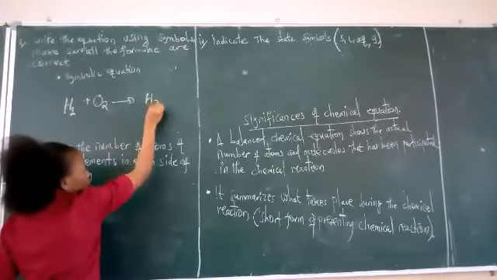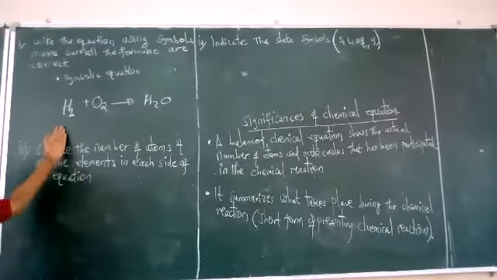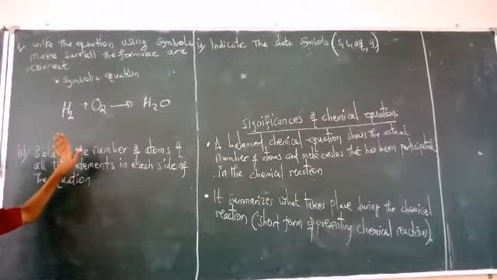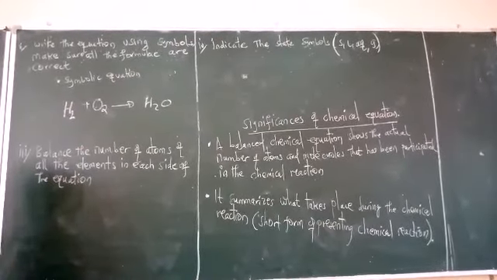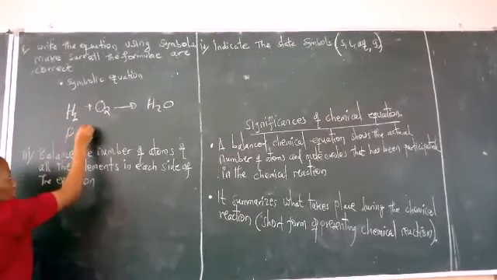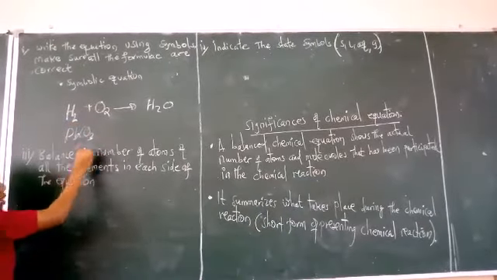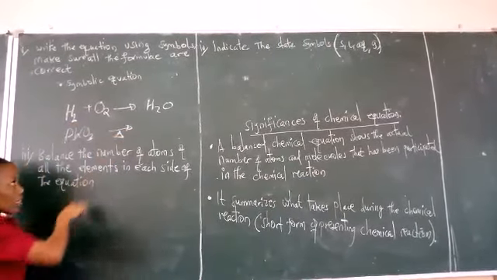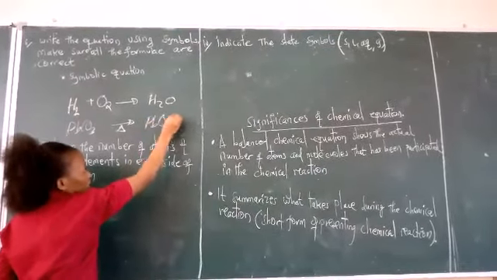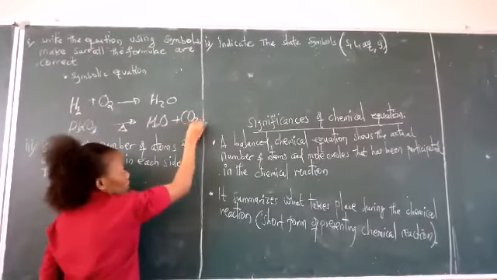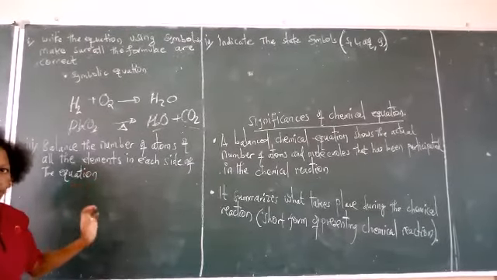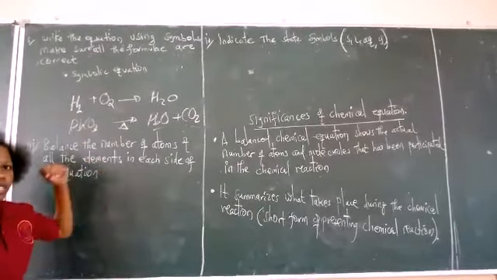to form water molecule. And in writing this, just make sure that all the symbols and all the formulas are correct. The other thing, you can write the decomposition reaction of lead carbonate, that on heating it decomposes to form lead oxide and carbon dioxide gas. So you just write the symbols of elements and formulas of those compounds.